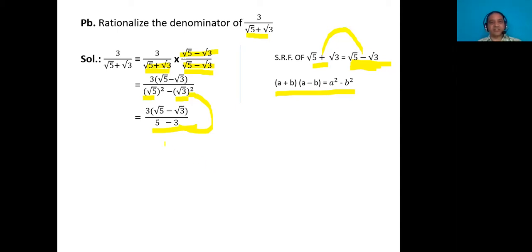Now, this is left with 2 only. So we are having 3 over 2, and inside the bracket, square root 5 minus square root 3.